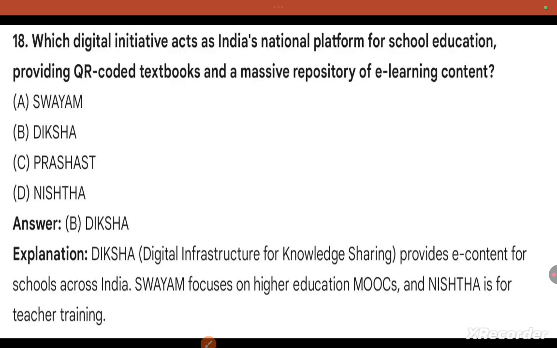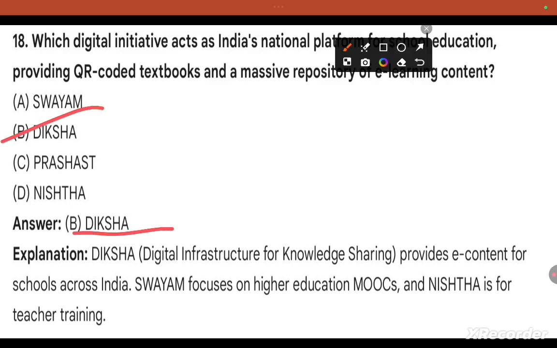Question number 18. Which digital initiative acts as India's national platform for school education, providing QR coded textbooks and a massive repository of e-learning content? A. Swayam, B. Diksha, C. Prashad, D. Nishta. So here is the answer, that is about Diksha.